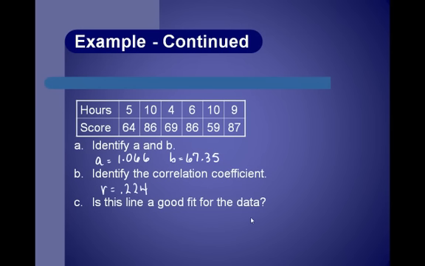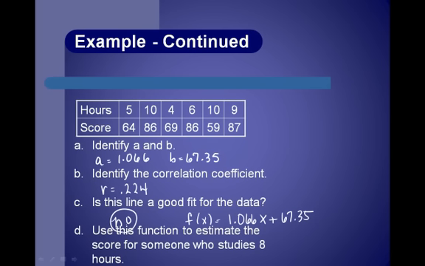Part C says, is this line a good fit for the data? Because r is closer to 0 than 1, I would say no, this is probably not a good fit for the data. Now let's go back. We didn't write it down. We identified a and b, but our function, our line of best fit, would be 1.066x plus 67.35. Part D says, use this function to estimate the score for someone who studies 8 hours.